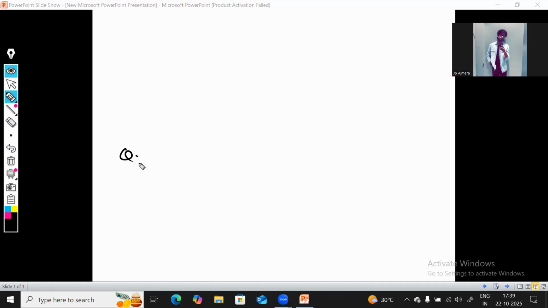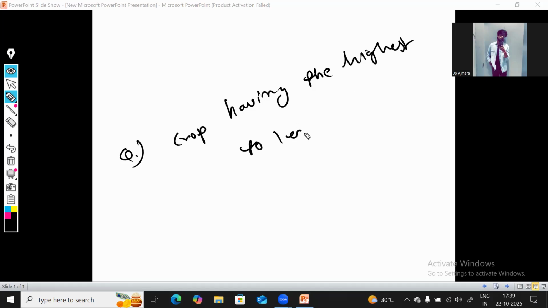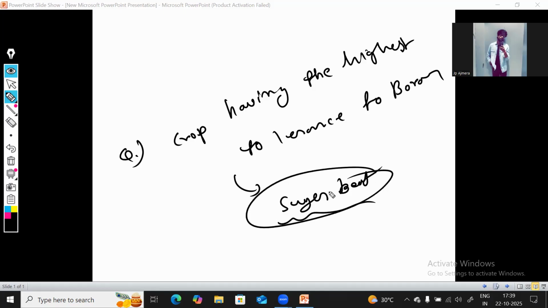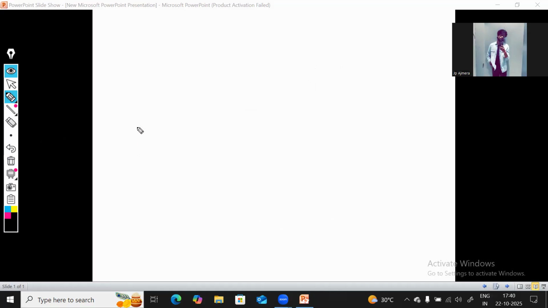So the next question on board is: the crop having the highest tolerance to boron. Which crop has the highest tolerance toward boron? Is it sugar beet? Sugar beet is the crop that has the highest capacity for tolerance against the boron nutrient. All right. Cool.